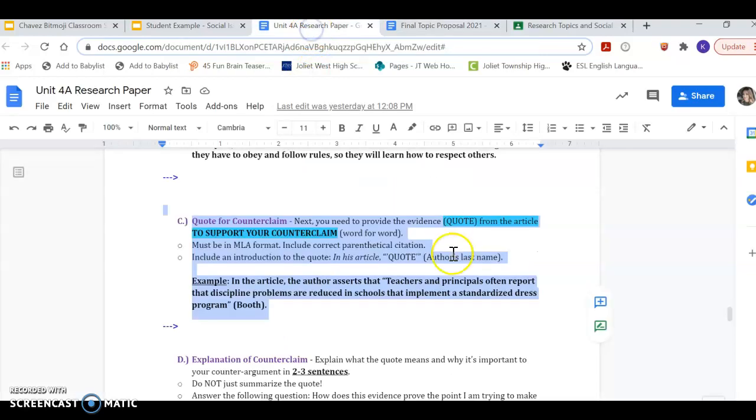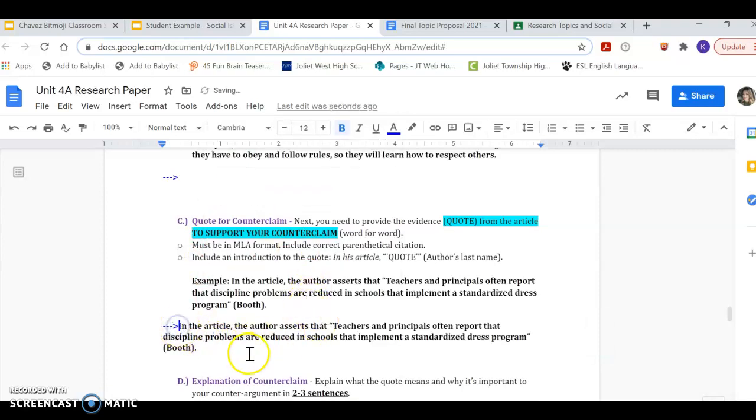go back to your research paper outline, and next to that blue arrow underneath the example of letter C is where you will paste your quote for your counterclaim. Note that I also have my quote in MLA format, so I have quotation marks starting and ending the quote, followed by the author's last name in parentheses and then a period.